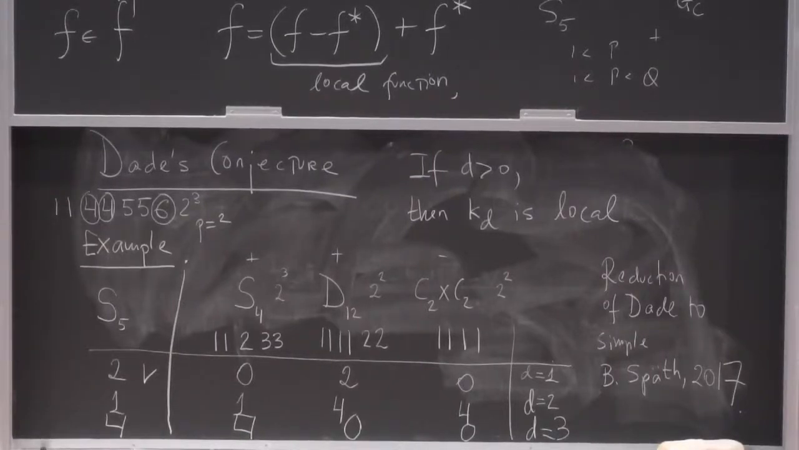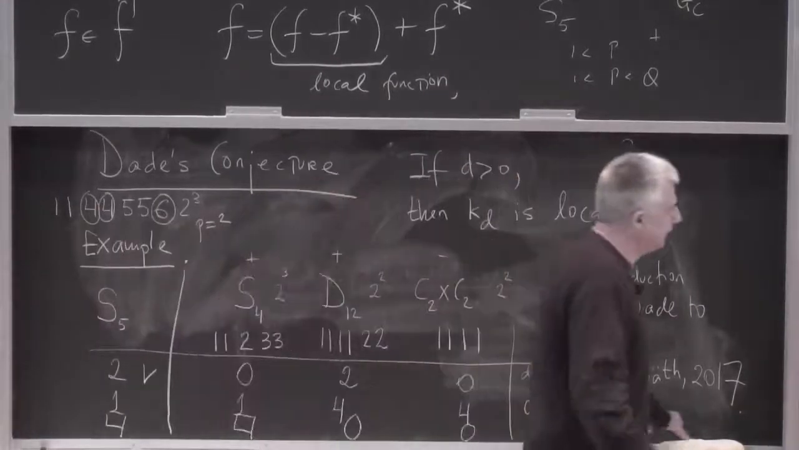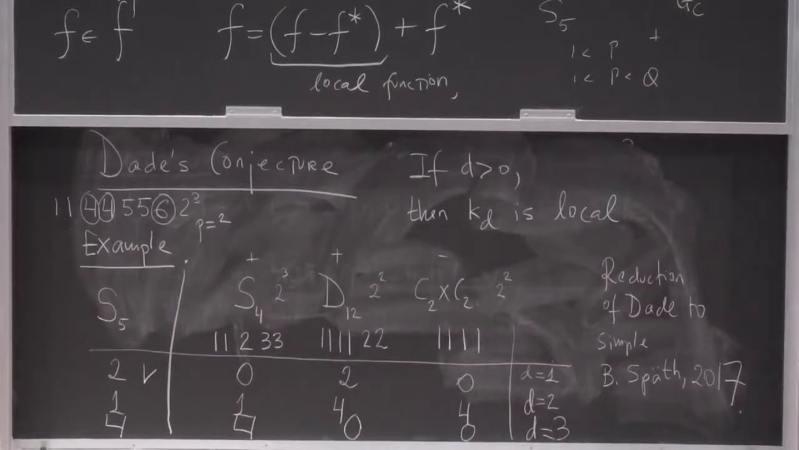Okay, now let me show you how Date's conjecture implies the McKay conjecture with a very elementary argument that I found. I need, so this is this argument.